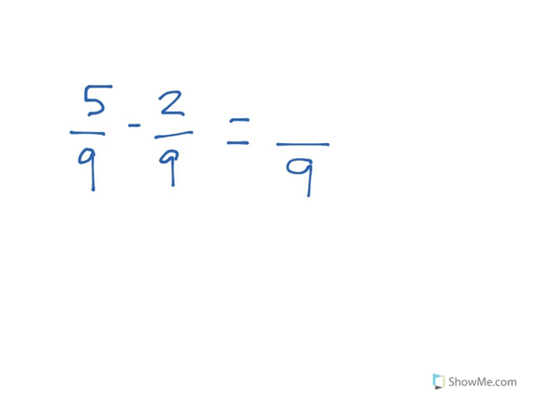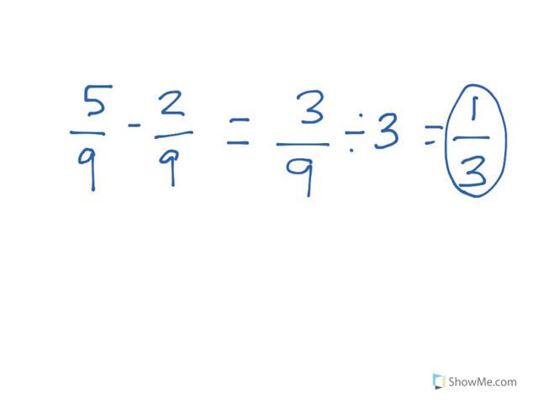Most kids like to say, oh, okay, 9 minus 9 is 0. No, do not say that. And then 5 minus 2 is 3. This is not my final answer because I can simplify this more by pulling out the common factor of 3. 3 divided by 3 is 1, and 9 divided by 3 is 3. Now I cannot pull out any more factors from 1/3, so 1/3 is my answer.